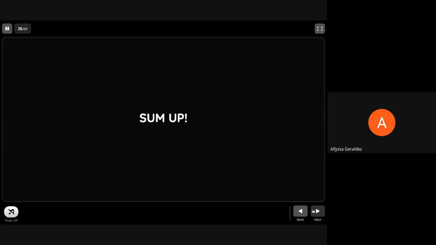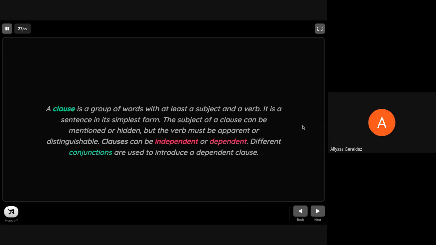Okay, to sum it up, a clause is a group of words with at least a subject and a verb. It is a sentence in its simplest form. The subject of a clause can be mentioned or hidden, but the verb must be apparent or distinguishable. Clauses can be independent or dependent. Different conjunctions are used to introduce a dependent clause.